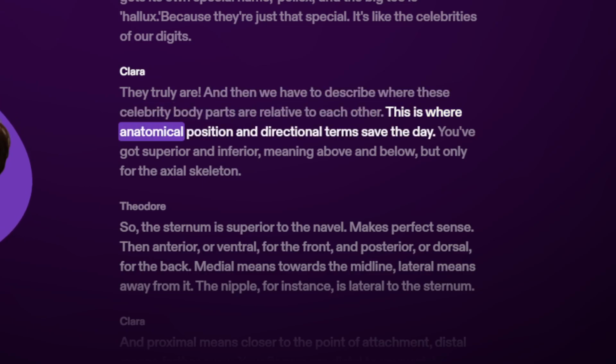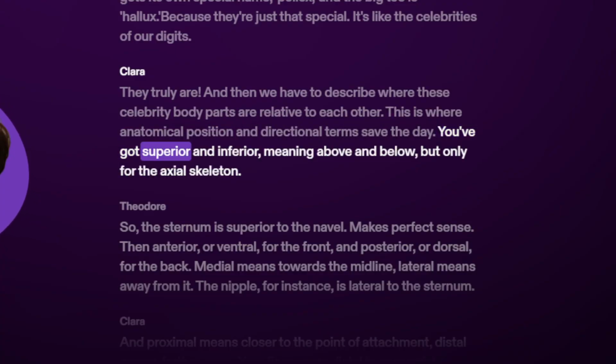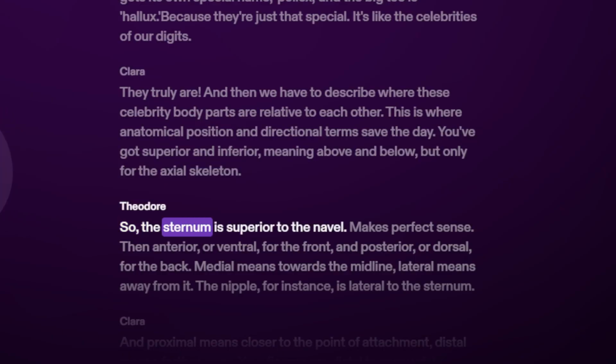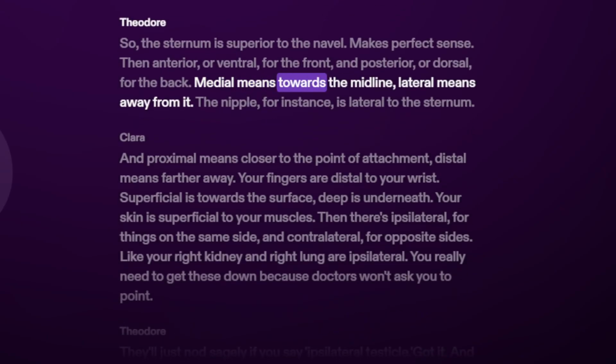This is where anatomical position and directional terms save the day. You've got superior and inferior, meaning above and below, but only for the axial skeleton. So the sternum is superior to the navel. Makes perfect sense. Then anterior or ventral for the front, and posterior or dorsal for the back. Medial means towards the midline. Lateral means away from it. The nipple, for instance, is lateral to the sternum.